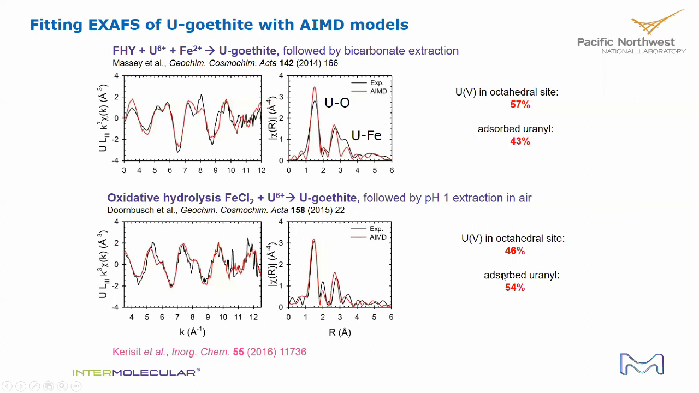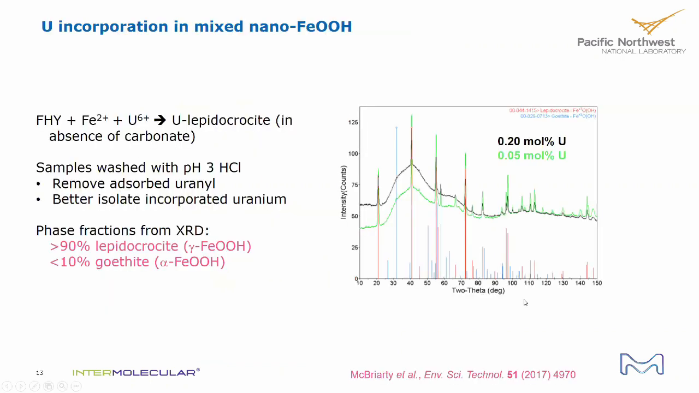A general trend that we found is that there always seems to be adsorbed uranyl. I won't get into the reasons why in this talk, but it's pretty much always there, whether it's adsorbed or possibly incorporated, not necessarily in the crystal structure, but possibly at grain boundaries within the crystallites in the mineral. For a second example here, we can talk about uranium incorporation in a mixed nano iron oxyhydroxide.